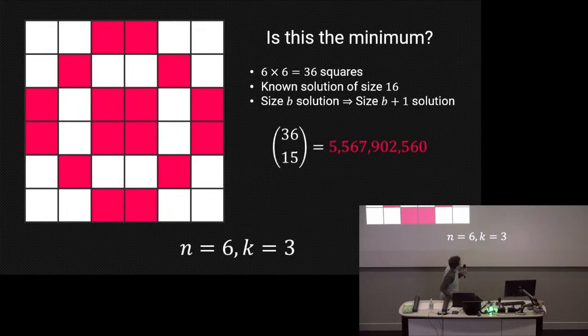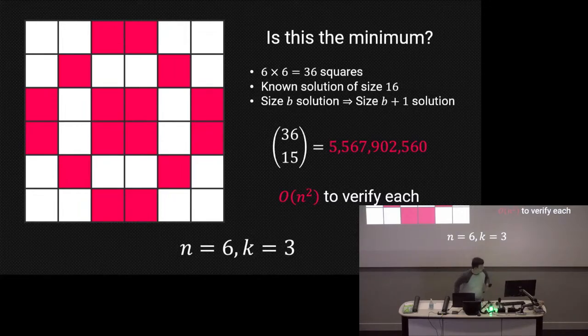How many do I have to check here? 5 billion. So all I need to do to prove that this is the minimum is check 5 billion times. What sort of algorithm do I need for this? An O(n squared) algorithm. Sorry, what n is this again? 6. Yeah, this isn't going to scale well. So we might need a different approach than just brute forcing.